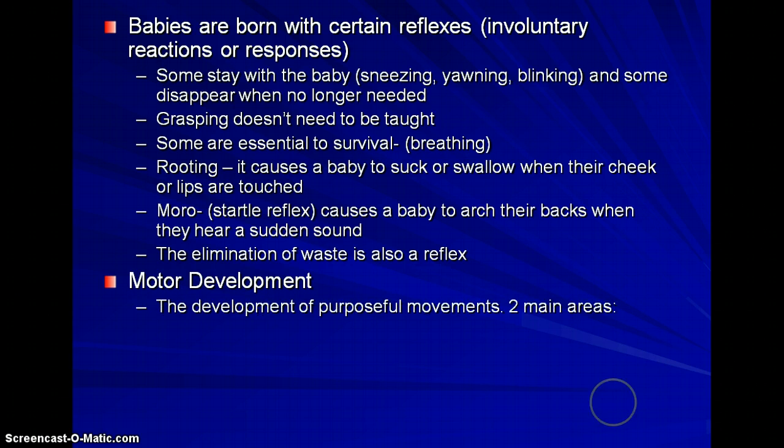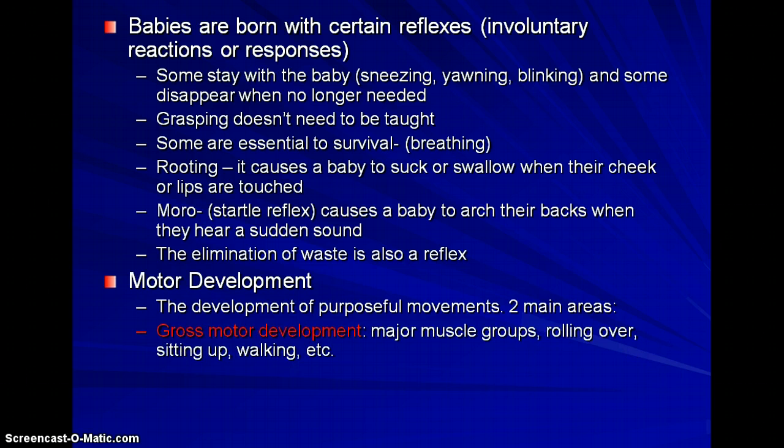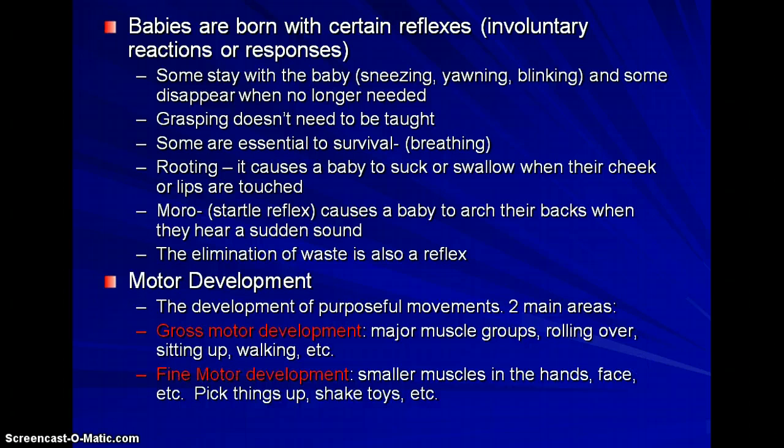As far as motor development, the development of purposeful movement is what motor development means. There are two areas. You have your gross motor development, which is your major muscle groups: rolling over, sitting up, walking. And your fine motor development, which is the smaller muscles in the hands and face, like picking things up, shaking a rattle. Even speaking is fine motor development. That's why it takes so long.